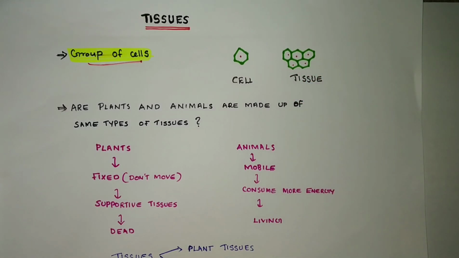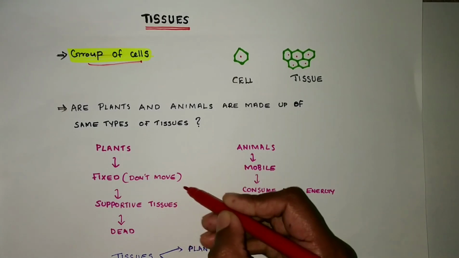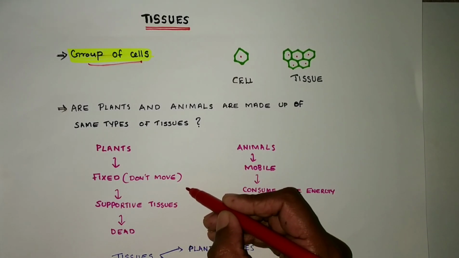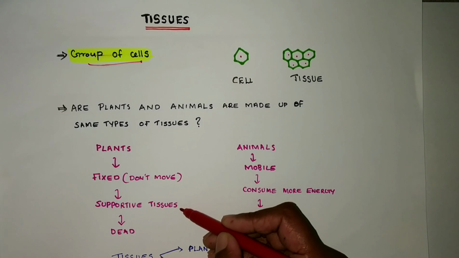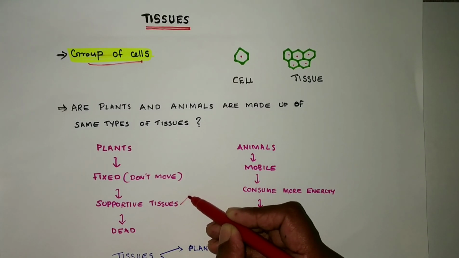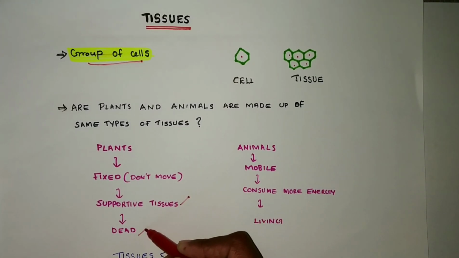So, one doubt: are plants and animals made up of the same type of tissue? No. There are noticeable differences between the two. Plants are fixed. They do not move. So most of the tissue present inside the plants is supportive. So they are dead tissues.